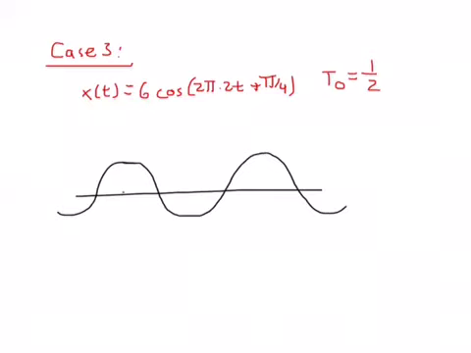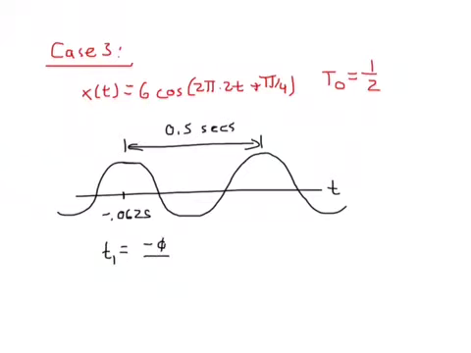Okay, and we know that between here and here is 0.5 seconds. And that the peak here occurs at minus 0.0625 seconds. And we can easily find that because remember the peak, we can solve for t1 is equal to minus phi1 over omega naught, which in this case is minus pi over 4 over omega naught, which is 2 pi times 2. And I believe that comes out to minus 0.602.